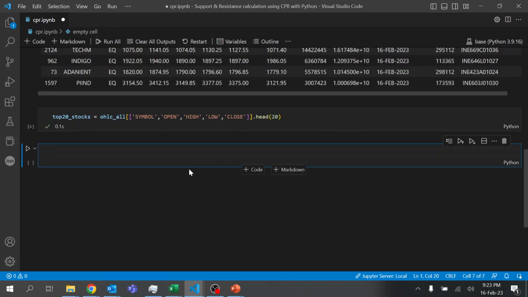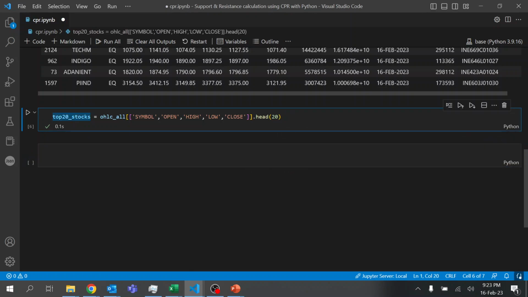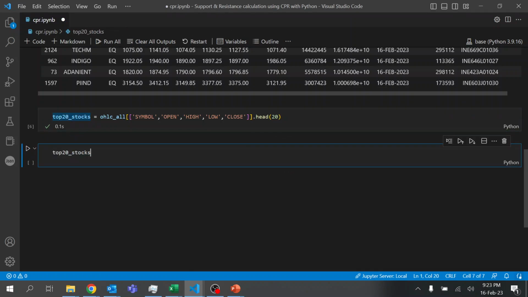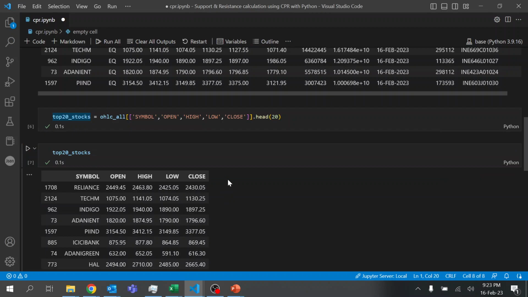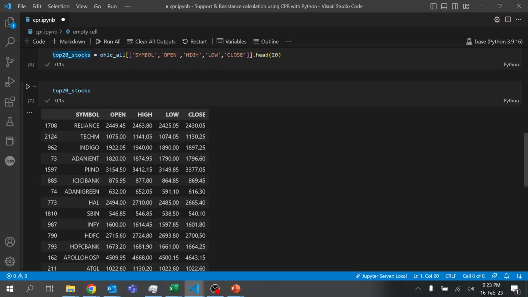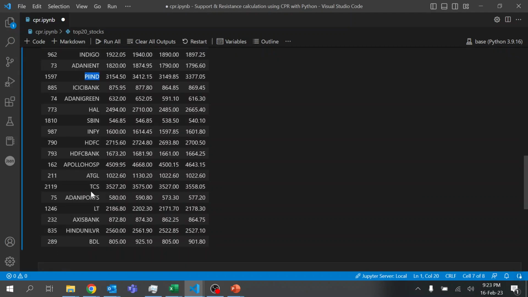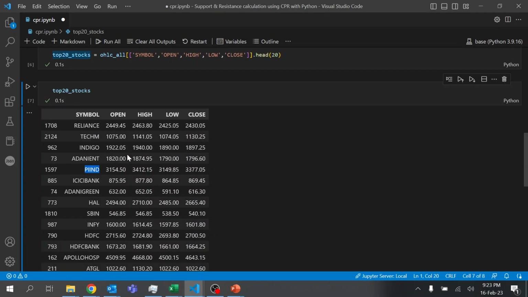All right. Now, just to take a peek, let's do dot head. No, let's not do head. Let's just print the whole thing. Now we are seeing the symbols Reliance, Tech Mahindra, Indigo, Adani Enterprises, PI Industries, ICICI Bank. These are some of the top 20 stocks which are trading over here.